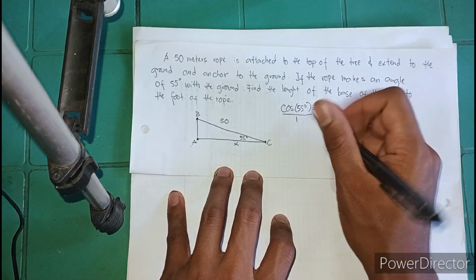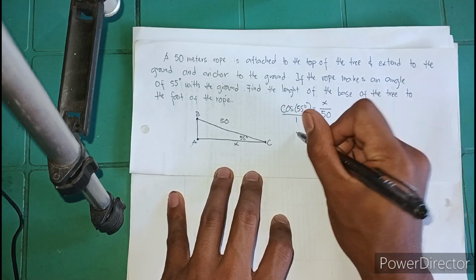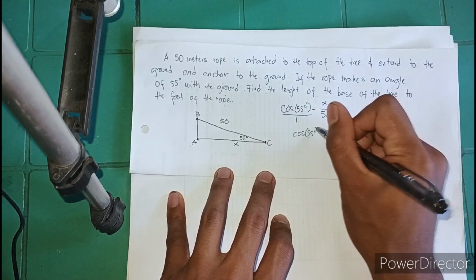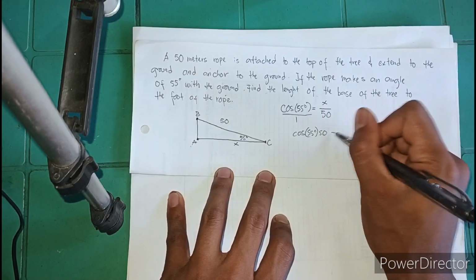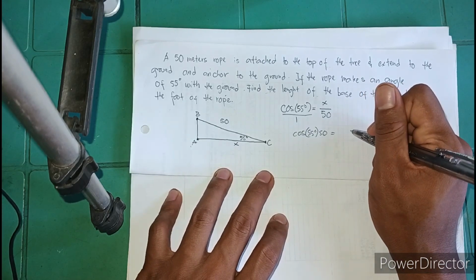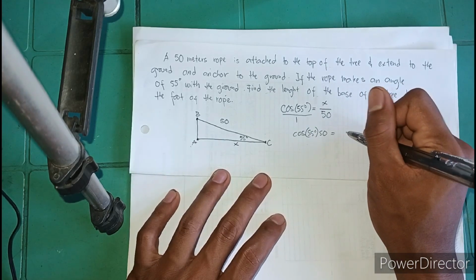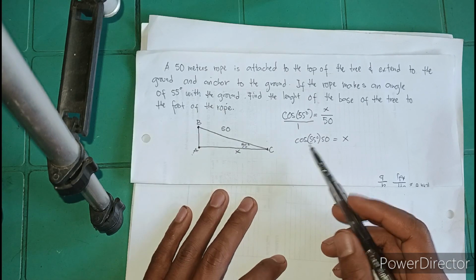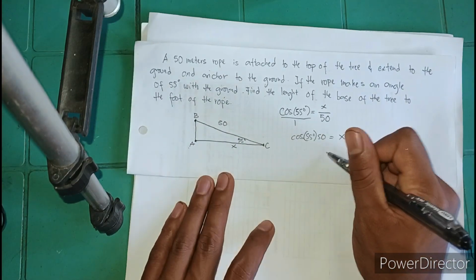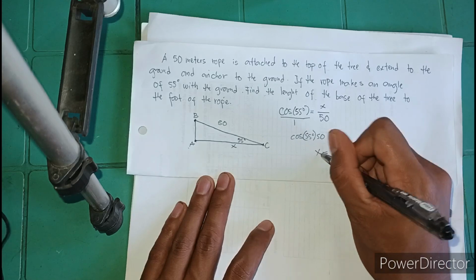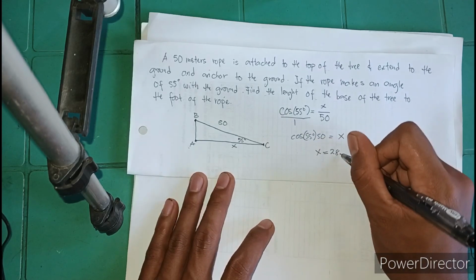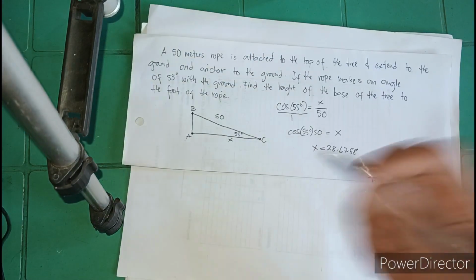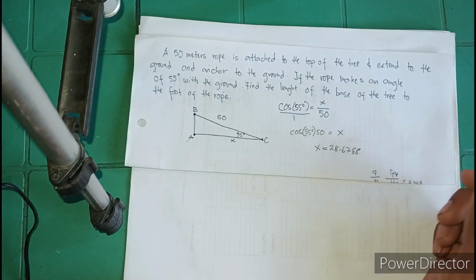So cosine 55 degrees times 50 is equal to x. So the cosine of 55 degrees times 50 is equal to x, which is 28.6788 if you use a calculator, if you want to know the exact answer.